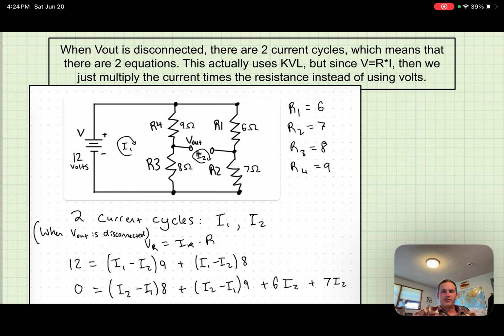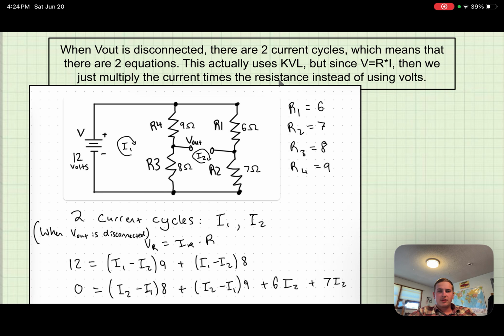When V out is disconnected, there are 2 current cycles. You see I1 and I2. If V out was connected, the entire problem would be completely different. You would have I1, I2, and I3, but you only have 2 rooms here, not 3 rooms, because this is disconnected. So that makes our lives a little bit easier. It means that there are just 2 equations.